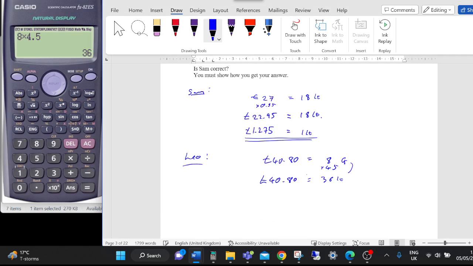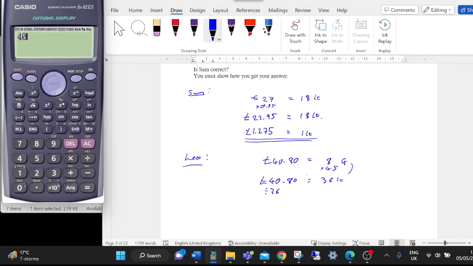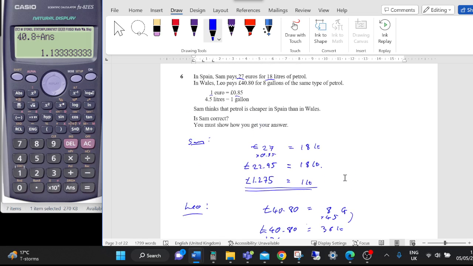So if I want the price per litre, then I'm going to have to divide that by 36. So if I do 40.8 divided by the answer I just worked out, that gives me 1.13 recurring for 1 litre. So which one is cheaper? The petrol that Leo bought was cheaper.